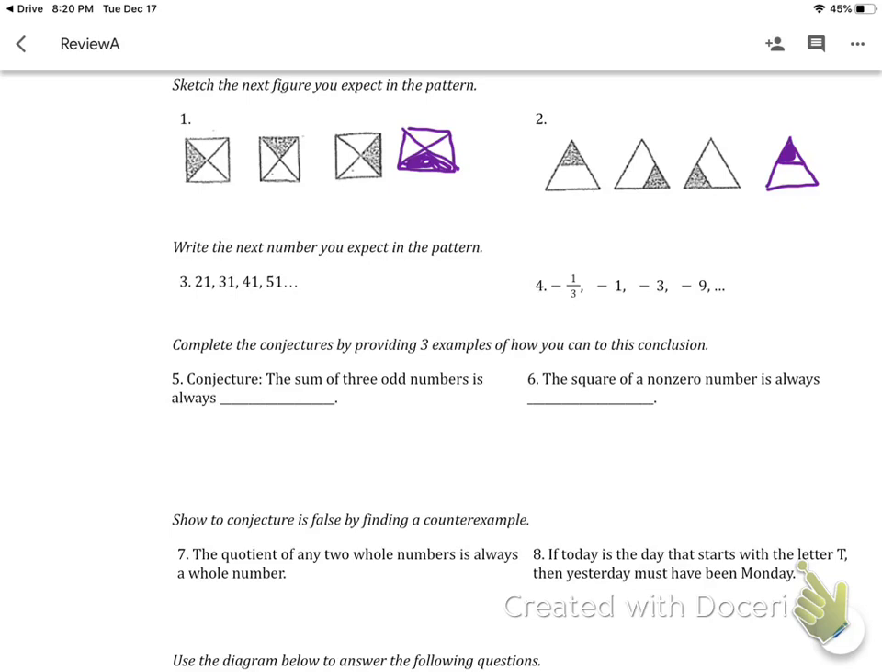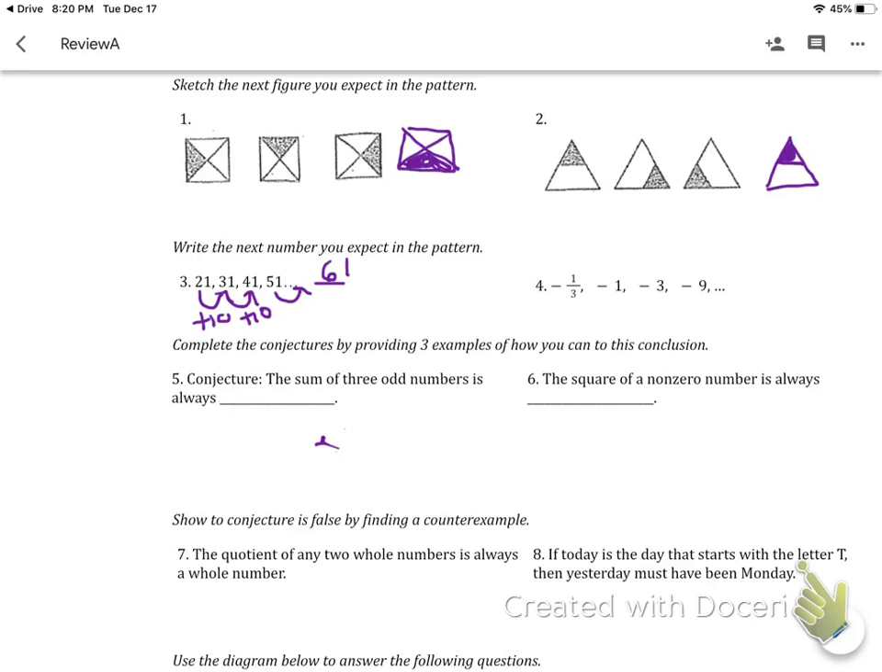Looking at this one, let's see what would be the next number we'd expect. So we're looking here, well, how did we get from 21 to 31? Well, we had to add 10. How did we get from 31 to 41? You got to add 10. And we see that pattern continuing. So the next number would have to be 61 because we continually add 10. 61.